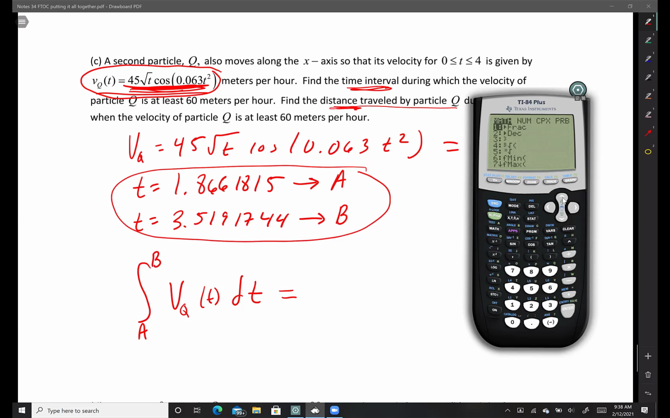Math, int, number 9 in this one. And you have everything stored in the calculator, so there's no way for you to mess up. Alpha A in the bottom. Alpha B in the top. So catch up to there.